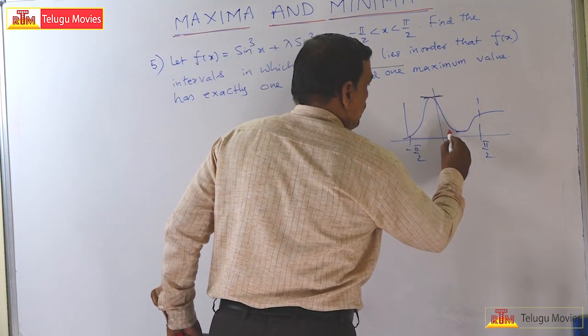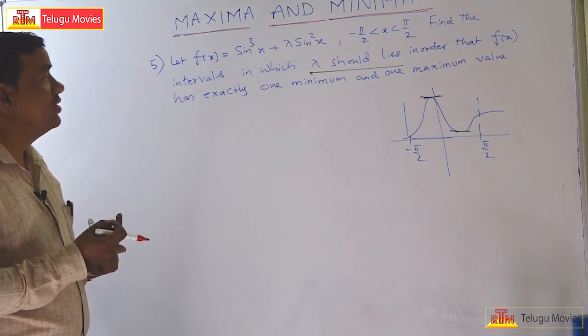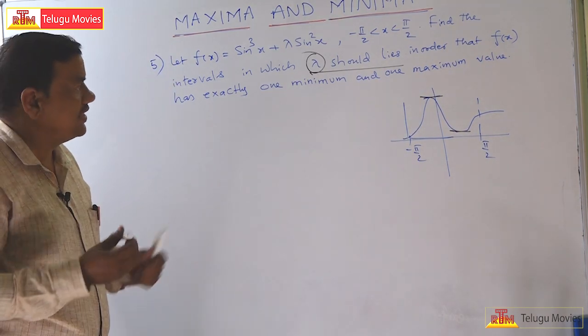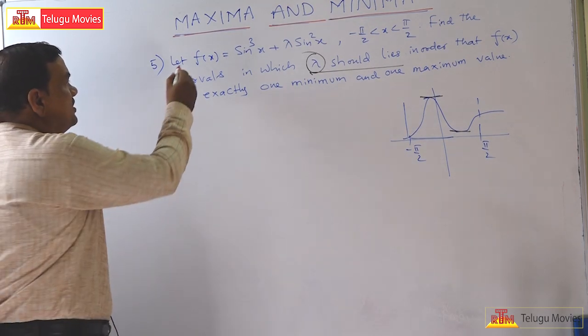Only one maximum and one minimum value in the interval minus pi by 2 to plus pi by 2. Then what should be the value of lambda? That is our main question. Let us proceed with the problem. First of all, this is f of x.